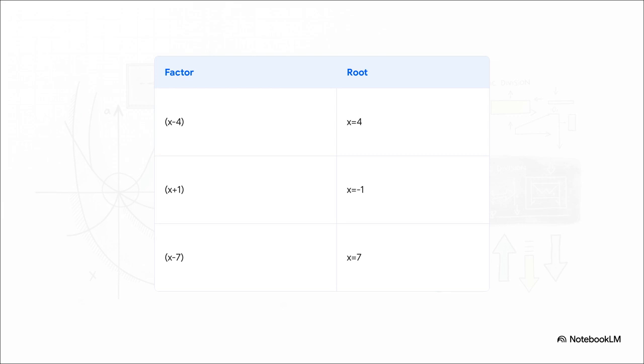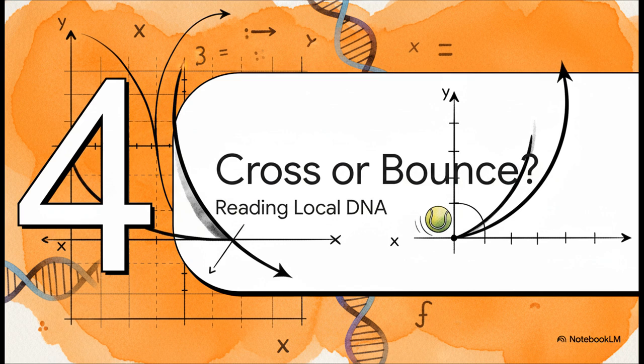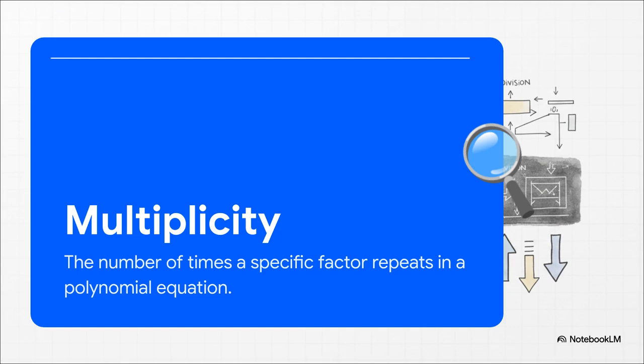And x minus 7 drops an anchor at 7. These are the exact, precise spots where our monster meets the x-axis. Section 4. Cross or bounce. Reading the local DNA. All right, we've got our anchors plotted. Now we have to figure out how the graph behaves when it actually hits those specific points.